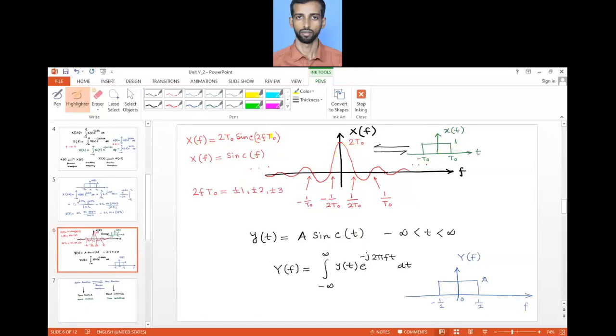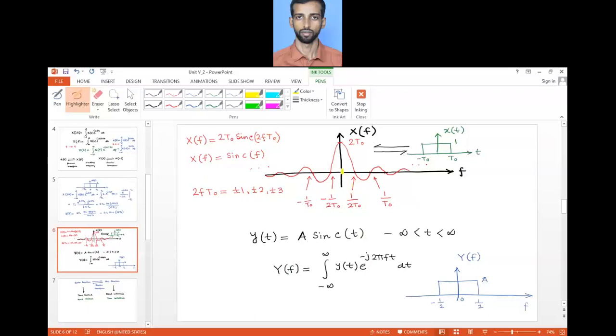So here the value inside this sinc function is 2fT₀. Whenever 2fT₀ is equal to ±1, ±2, ±3, and so on, then the value of this X(f) will become 0. These are known as the zero crossing points. So if 2fT₀ is equal to ±1, ±2, ±3, and so on, then the corresponding frequency values are given by ±1/2T₀, ±2/2T₀, ±3/2T₀, and so on.